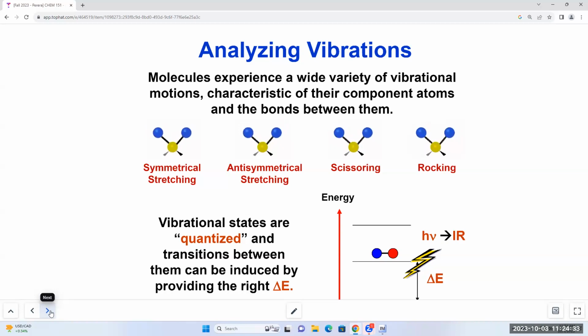By the way, do not get bogged down by this. The idea is we are using infrared radiation because infrared radiation induces the vibrational motions in the molecule. That's all. That's the take-home message of this entire slide. Now, any questions so far? All right.